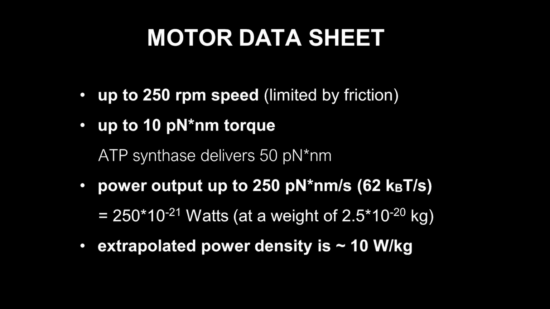So here's a motor data sheet. So we made an artificial molecular motor. It's the best performing motor so far. It's up to 250 RPM speed, and it's totally limited by the friction of this big lever arm. The solution can do up to 10 piconewton nanometer torque. That's minuscule. That's 10 to the power of minus 21 newton meter. So that's a very small number, but it's not far from what the ATP synthase actually can deliver. The power output is about 250 piconewton nanometer per second. So that corresponds to 250 times 10 to the power of minus 21 watts.